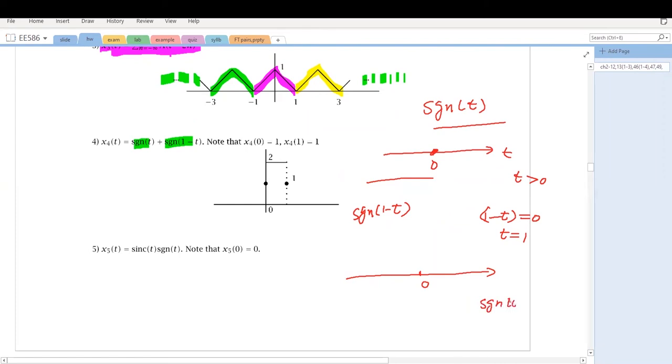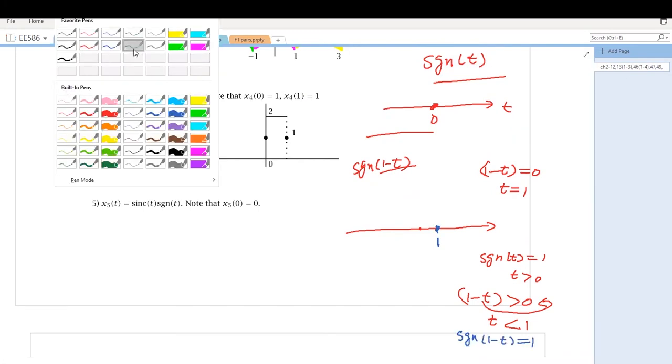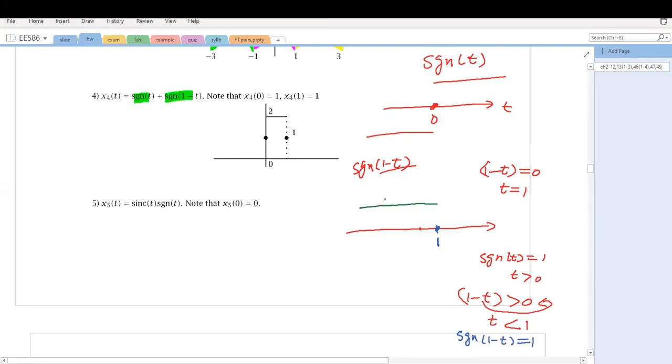Sine t equals 1 when t is greater than 0. So when t is greater than 0, we need to solve this inequality here, less than 0. So that's t less than 1. You move the t to this side, so t less than 1. So here, this is 1. So t less than 1, t minus 1, that's 1. For t less than 1, the function value is 1.